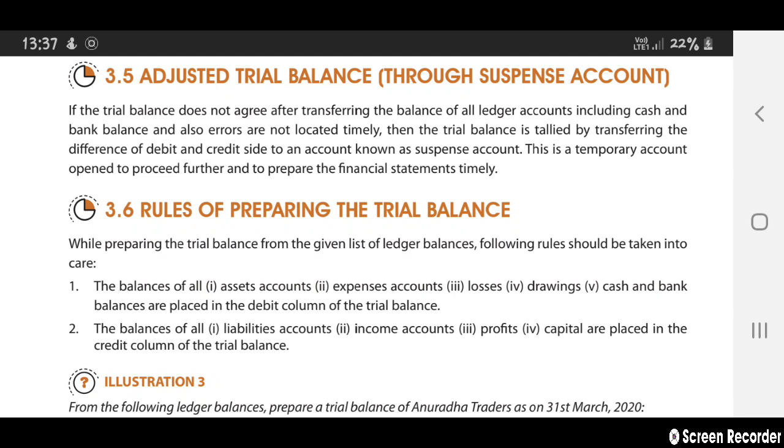This is the information about the suspense account in the trial balance, and how to adjust the trial balance if it does not agree.